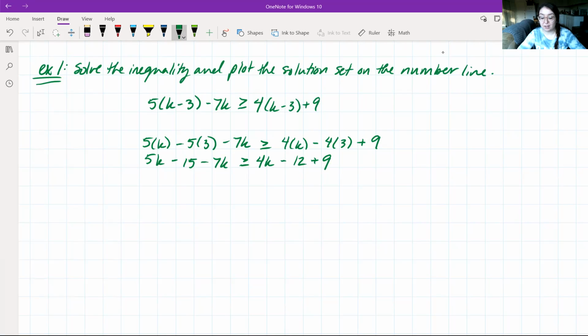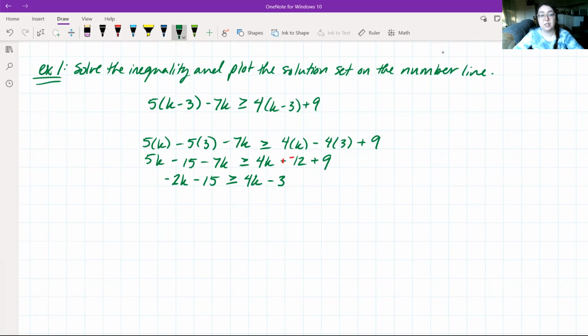We can simplify further. 5k minus 7k is going to give us negative 2k minus 15. We're saying this is greater than or equal to 4k minus 12 plus 9. So we know that this minus is like saying plus negative. So negative 12 plus 9 is going to give us negative 3. So we have 4k minus 3. So we've simplified each side of our inequality. And so now we can go ahead and separate out our constant terms and our variable terms.